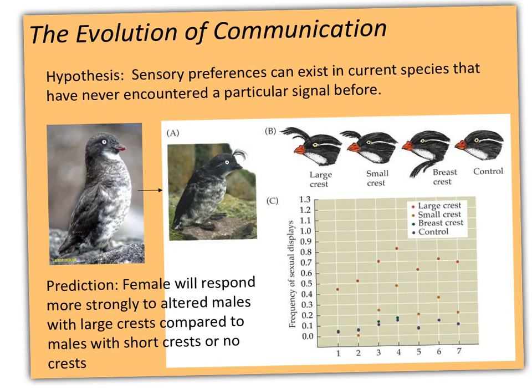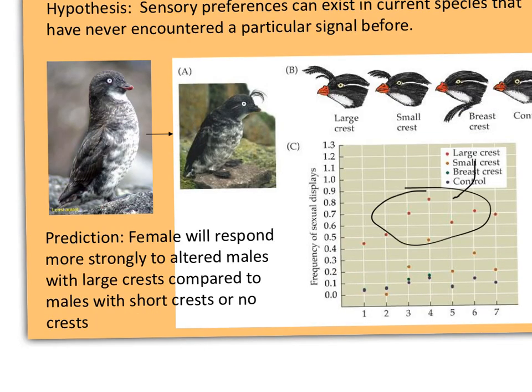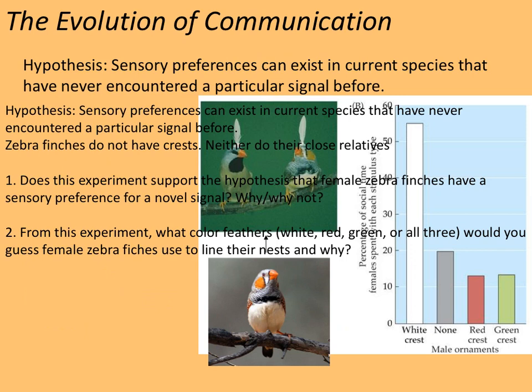So same sort of thing, sensory preferences. There can be preferences that the species has actually never encountered before. The female, let's say, still responds to a larger crest, large crest for the most part. Breast, small crest, okay, and breast crest, not much. Large crest, okay.